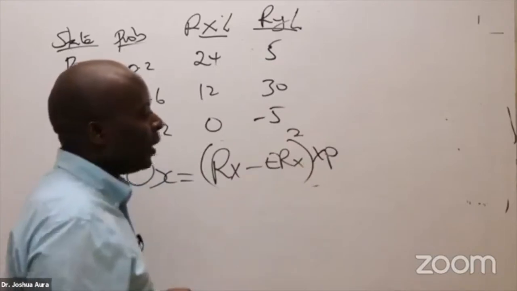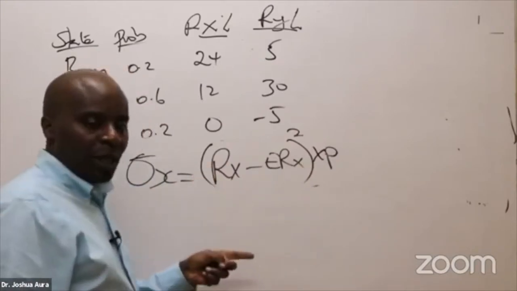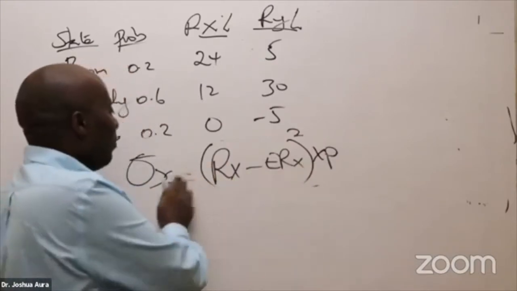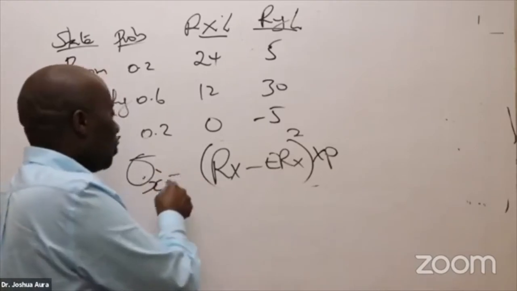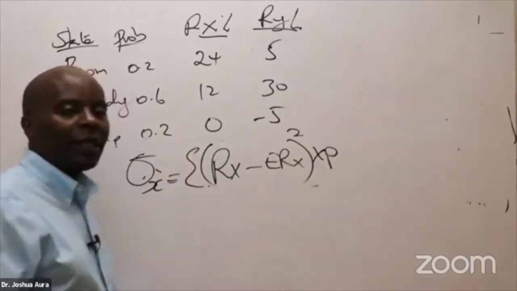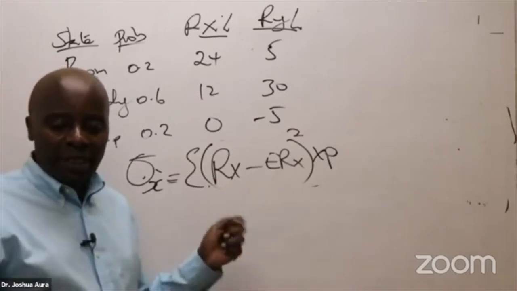Because you have probabilities, you shall multiply them with the probabilities. And these deviations are normally many, meaning, ladies and gentlemen, that you must come and sum them like that.